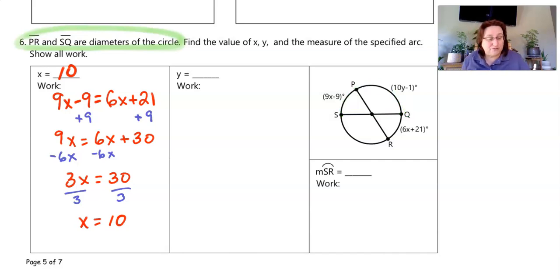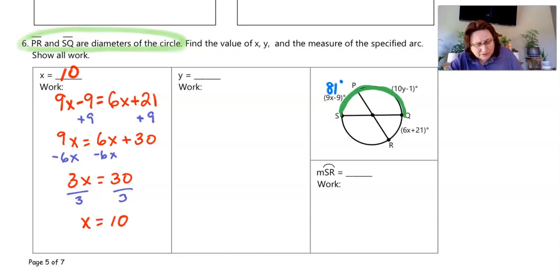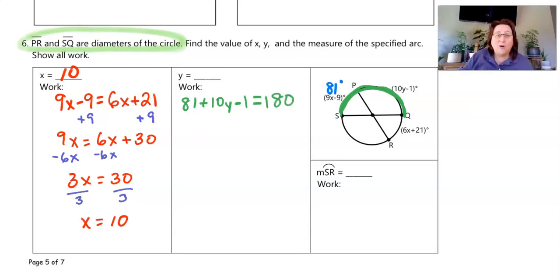Here's what that looks like. First of all, we know what X is, don't we? So let's plug in X and find the measurement of arc PS. 9 times 10 is 90, minus 9 is 81. So this arc right here is 81 degrees. These two arcs add up to 180 degrees because SQ is a diameter. So 81 plus 10y minus 1 has to equal 180. Part plus part equals the whole. All right, guys, work your magic. What do you get for Y?